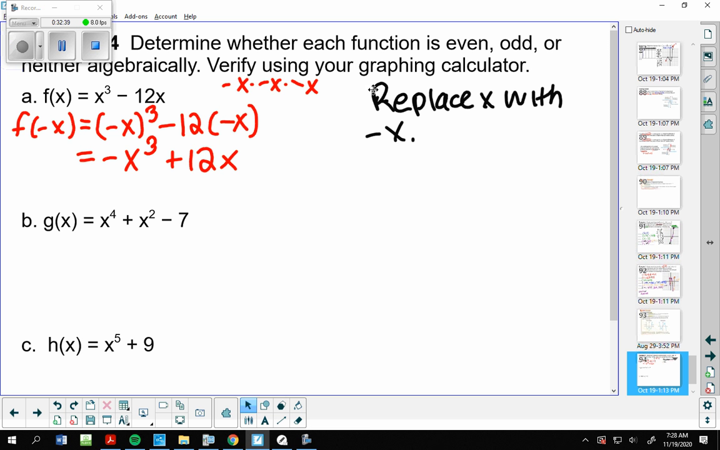So if you can see our original function, this was a positive x cubed and now it's a negative x cubed, and this was a negative 12x and now it's a positive 12x. Because all of the signs are opposite signs, that means that it's an odd function.